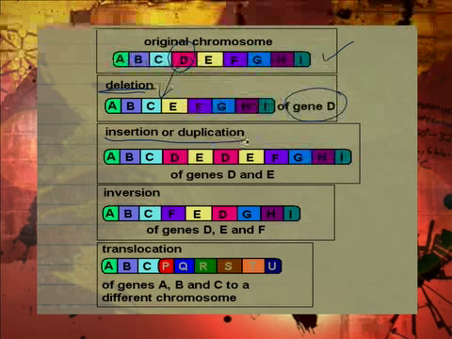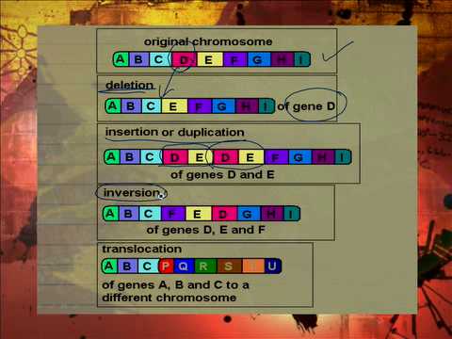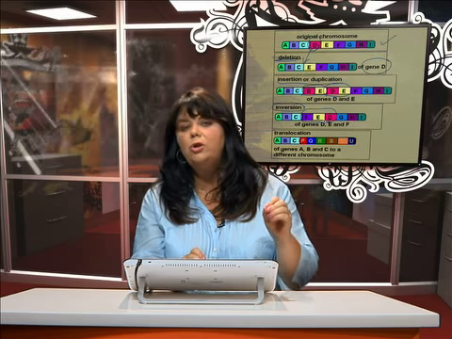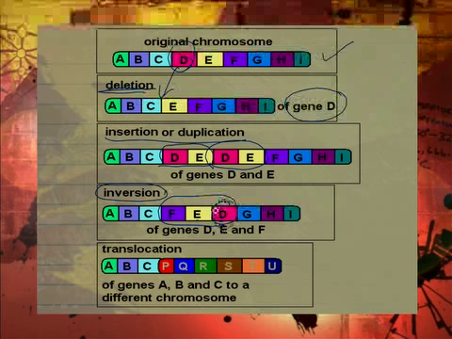Another kind of chromosome mutation is insertion, or a duplication. So here we've got genes D and E, and they are duplicated. All right. Another kind of mutation is inversion. We've got genes D, E, and F, but now they run backwards along the chromosome. And that can be a problem when the enzymes are looking for gene D to make gene D's protein. It's not there. Instead, F is in its place.